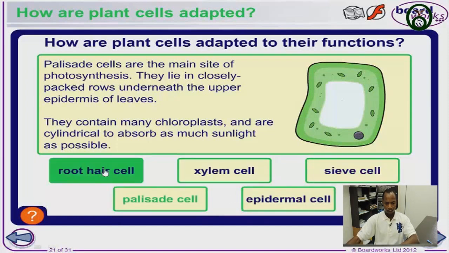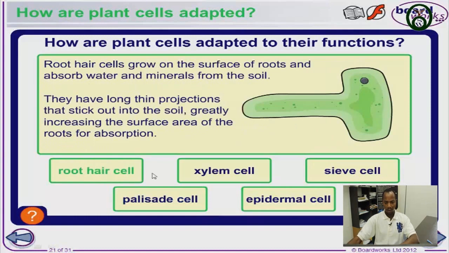Now let's take a look at the first one, which is the root hair cells. The root hair cells grow on the surface of the root and absorb water and minerals from the soil to the body of the plant. That's their job. They grow downwards in the soil and help to absorb water and minerals from the soil to the body of the plant.